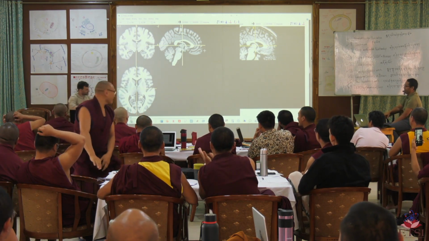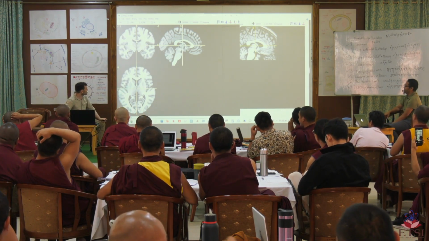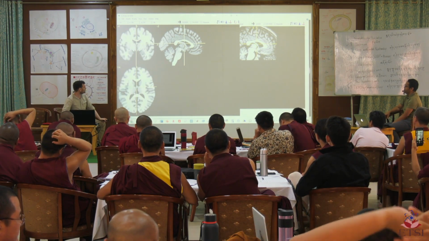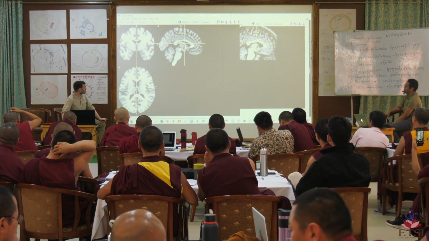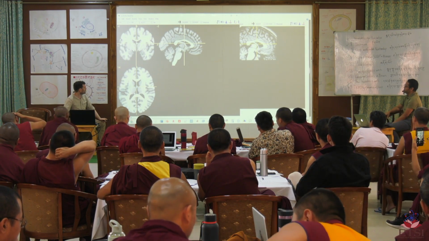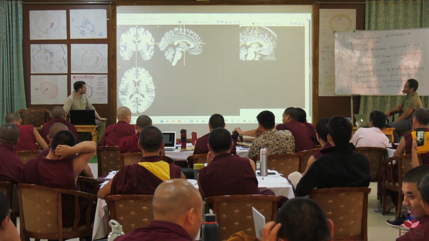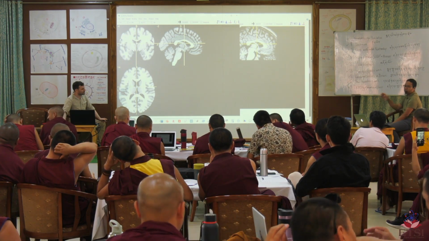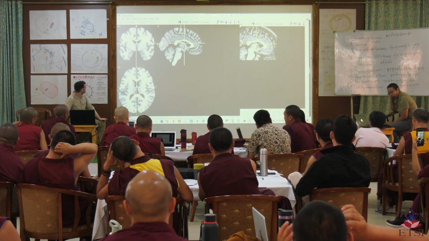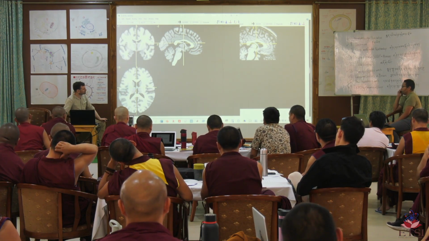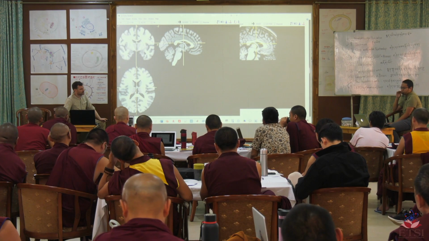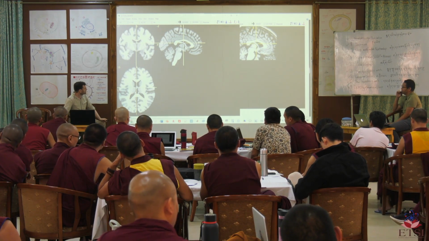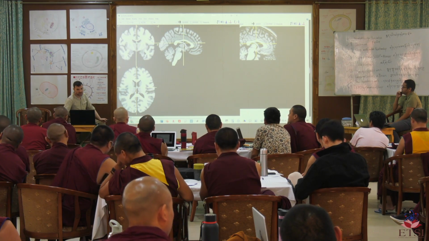This is one of my favorite structures that you can see here. It's not the corpus callosum, but this white matter tract that you can see always runs underneath it. And this is called the fornix.